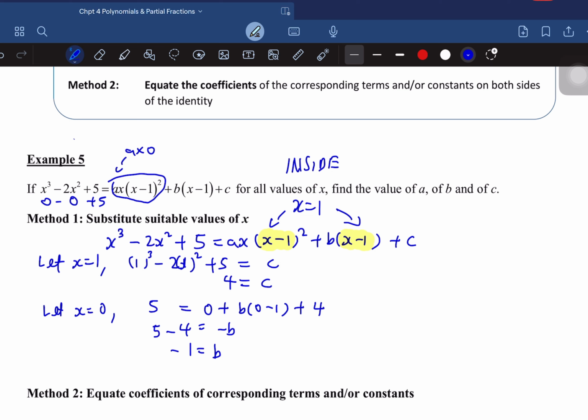Then some student will argue, why don't we sub in negative 1? Can. Why I don't choose negative 1 is because the negative sign may change.